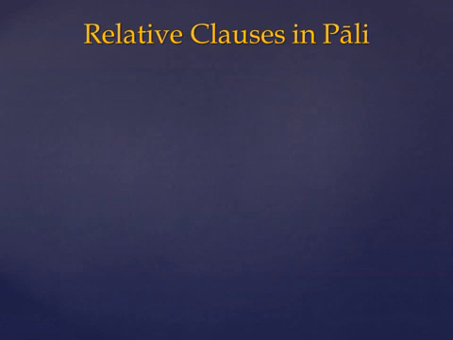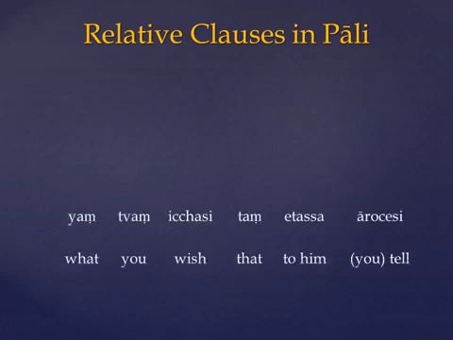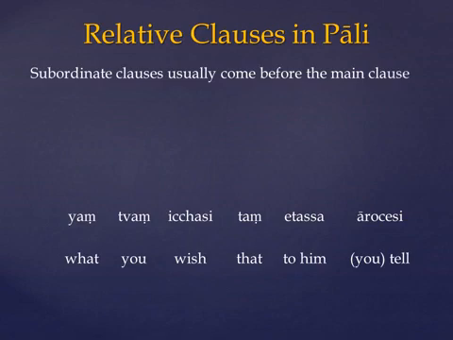So now we come to looking at relative clauses in the Pali language. And in Pali, things are a little different. The main difference being that the subordinate clause nearly always comes before the main clause. Of course, there are exceptions to this, and order of clauses can be reversed to add emphasis. But for now, we're just going to keep things simple.